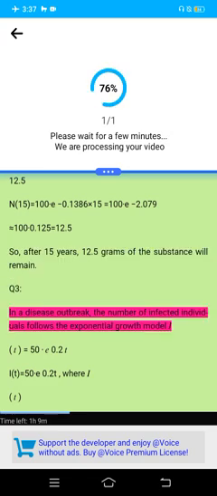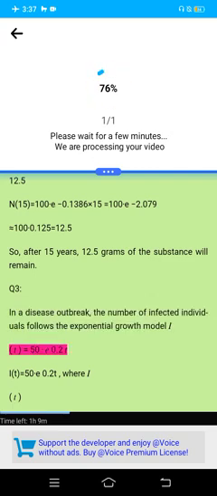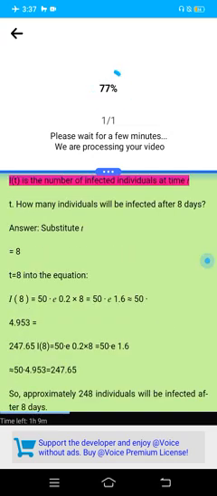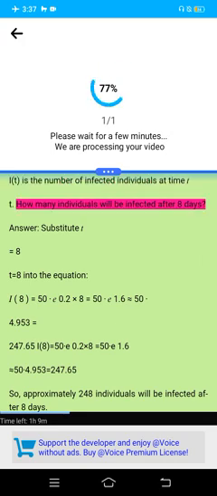Q3. Disease outbreak. The number of infected individuals follows the exponential growth model I(t) equals 50 · e^(0.2t), where I(t) is the number of infected individuals at time t. How many individuals will be infected after 8 days?